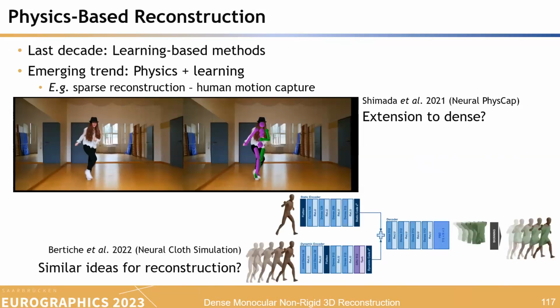Similarly, recently there have been a number of works, for example, Snug that Rishabh talked about, and neural cloth simulation, which can do garment animation by encoding the pose and the garment dynamics in the neural network, but then it uses physics-based losses for supervision. So they can essentially do a physics-based simulation. Similar ideas, similar losses, could also be explored for the reconstruction problem.